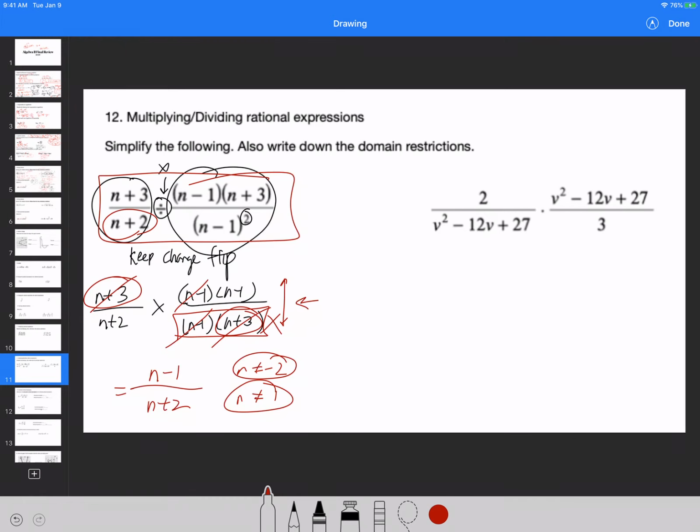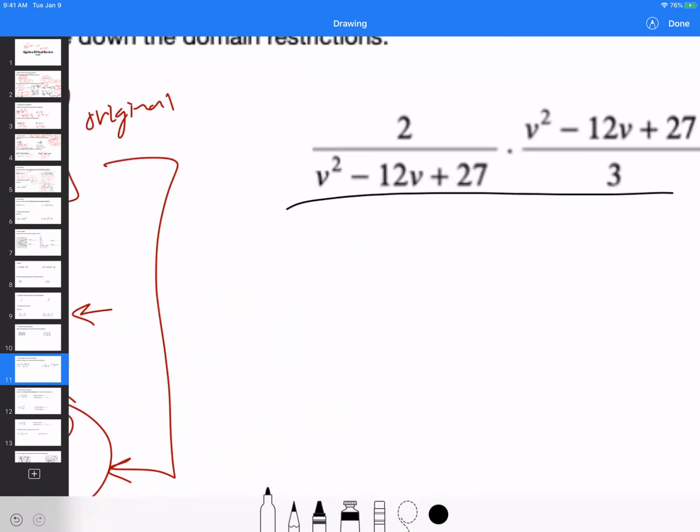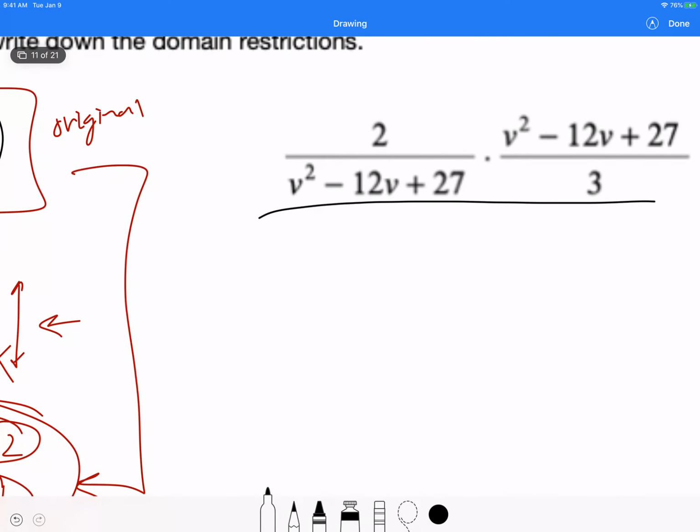This I don't care about because I've already flipped it. Your original function is what you should care about in terms of your domain restrictions. That should be my final answer. Next question. This one you don't have to do any keep, change, flip. You just have to take it as it is. The nice thing about this is that both of these could be canceled out right away. So my final answer is just 2 over 3.